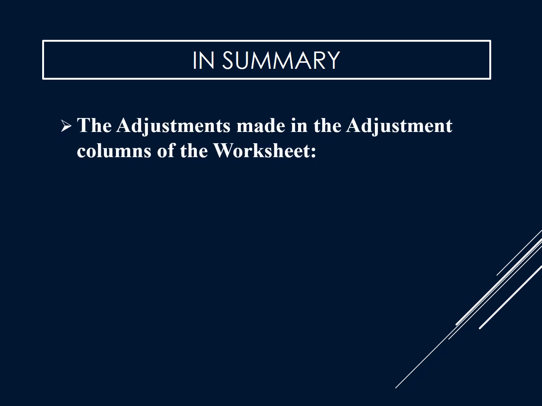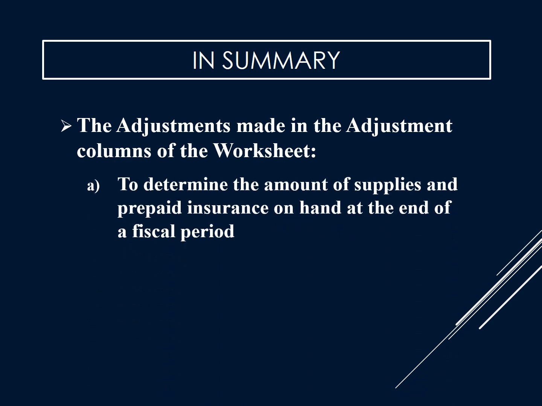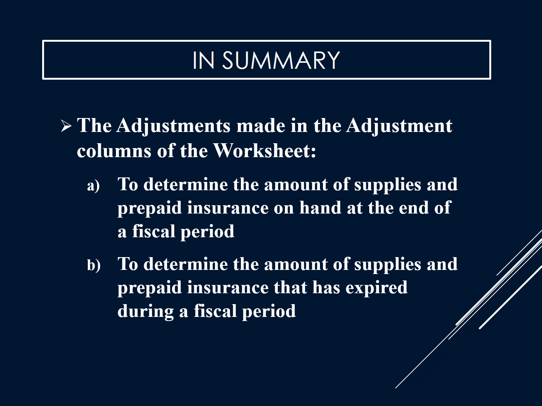In summary, the adjustments made in the adjustment columns of the worksheet are to determine the amount of supplies and prepaid insurance on hand at the end of the fiscal period. And second, to determine the amount of supplies and prepaid insurance that has expired or been used up during a fiscal period.